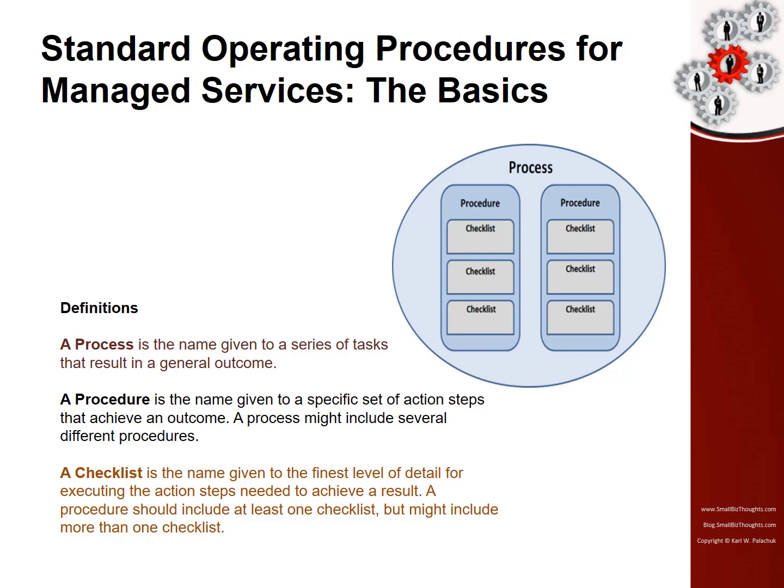And then finally, you have a checklist, and the checklist is the finest level of detail for executing the action steps. Every procedure will have at least one checklist and may have more than one checklist. So if you've got a procedure for moving email, you're going to have a checklist that includes making sure you know all of the users and all of the devices that they use. And you're going to export the email over here, and you're going to import the email over there, and then you're going to set them up on all of their devices, and you're going to test it all, and you're going to make sure it's all done.